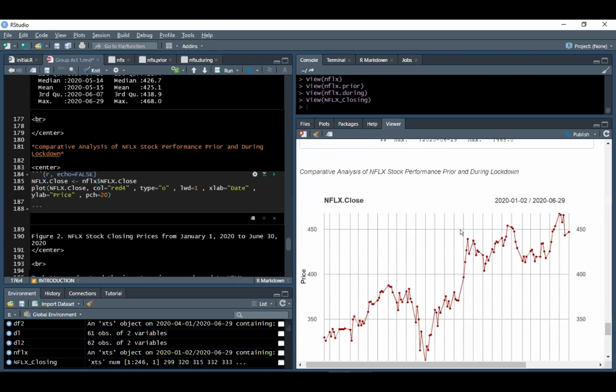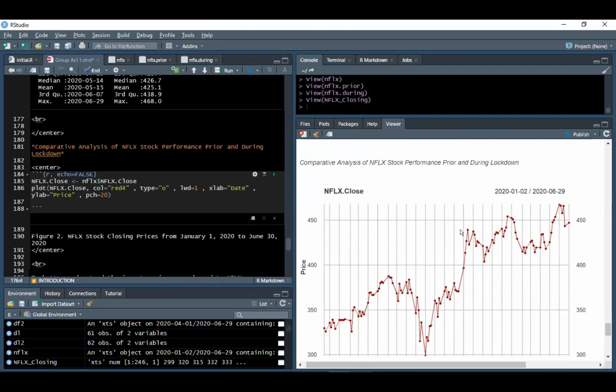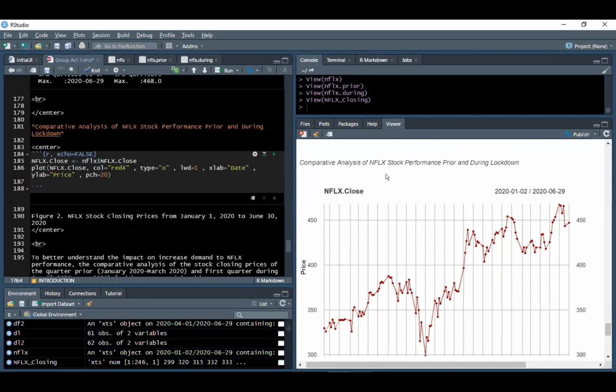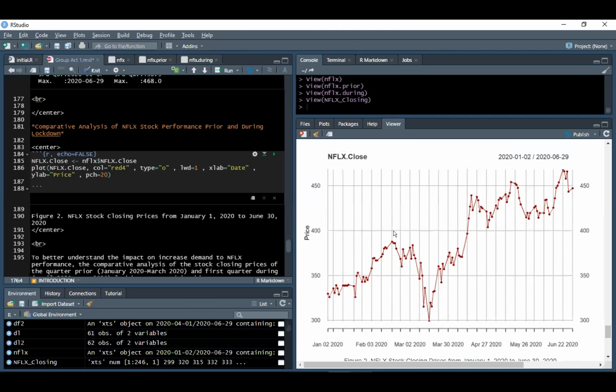Okay, so to have a complete analysis of both, connecting now the prior period, which is the quarter before lockdown, and then the first quarter during lockdown, we now have the comparative analysis of Netflix stock performance. What we used here is a simple line chart, and we use the plot function, which comes with the default R program.